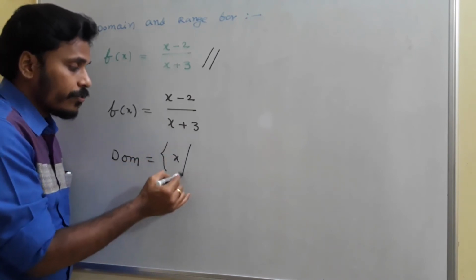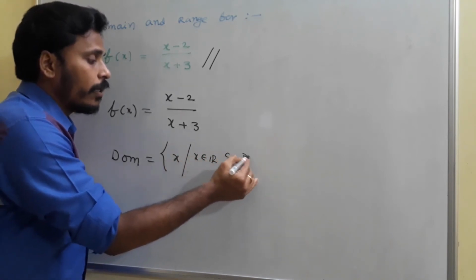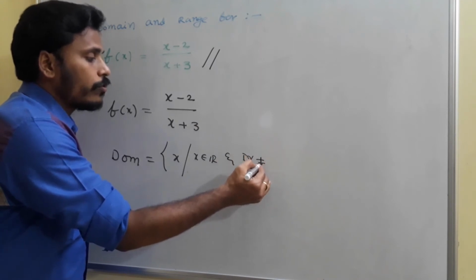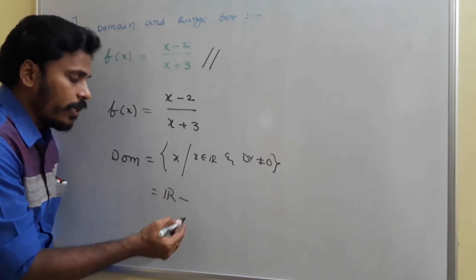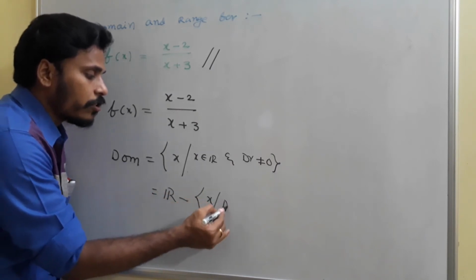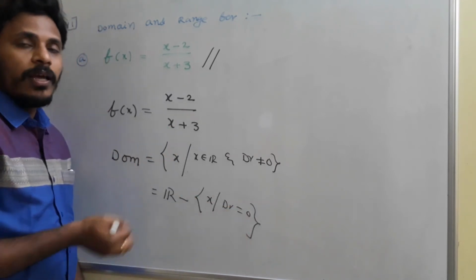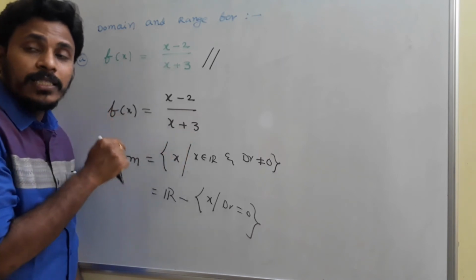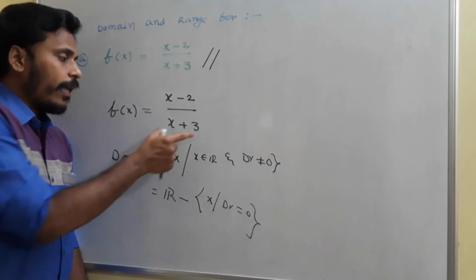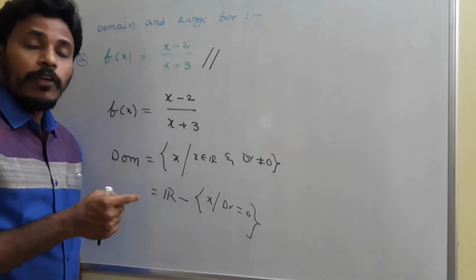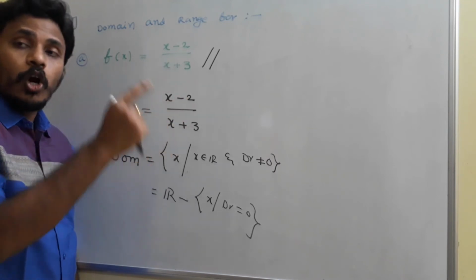For this type of problems, the domain is simply nothing but you need to choose x such that x must be in real numbers and the denominator is not equal to 0, or otherwise you need to remove, total real numbers minus a set containing x such that denominator is equal to 0. Here in particular the denominator is x plus 3. So whenever this x plus 3 becomes 0, it is very clear. If x is minus 3, then the denominator will become 0. So if the denominator is 0, then the value is infinity, which is not there in reals.